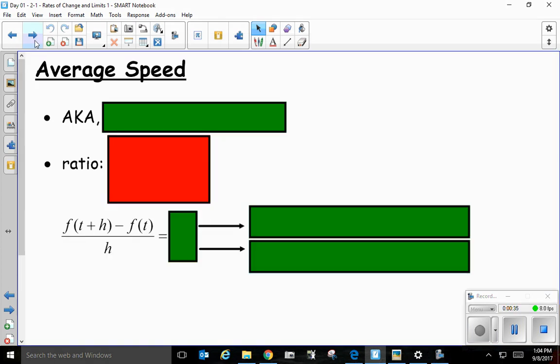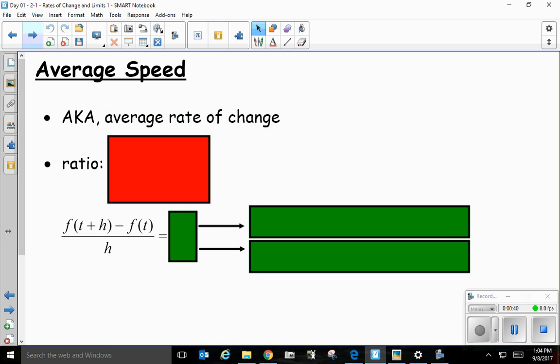First of all, when I say average speed, what am I referring to? Well, I'm actually referring to an average rate of change.